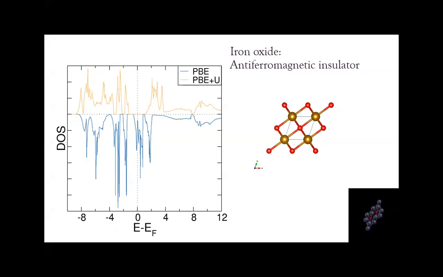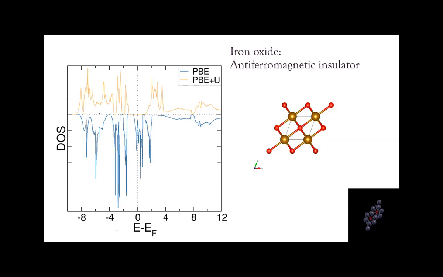This iron oxide has oxygen atoms in red, and these metallic-looking ones are the iron atoms. This is the unit cell for it. It has a hexagonal unit cell, and it looks like this, periodic and so forth. If I use normal DFT, which is this PBE flavor of it, we see that it's predicting that there are energy states at the Fermi level.